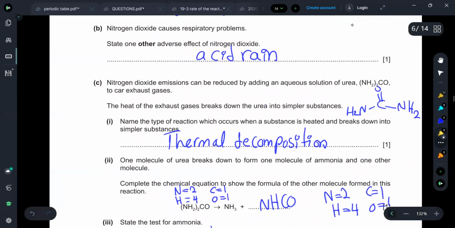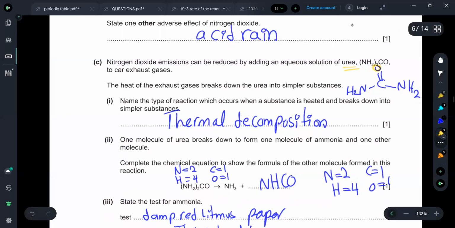Number C. Nitrogen dioxide emission can be reduced by adding an aqueous solution of urea. Urea is (NH2)2CO. Draw like that, displayed formula: C double bond O, with NH2 and NH2. The heat of the exhaust gases breaks down the urea into simpler substances.